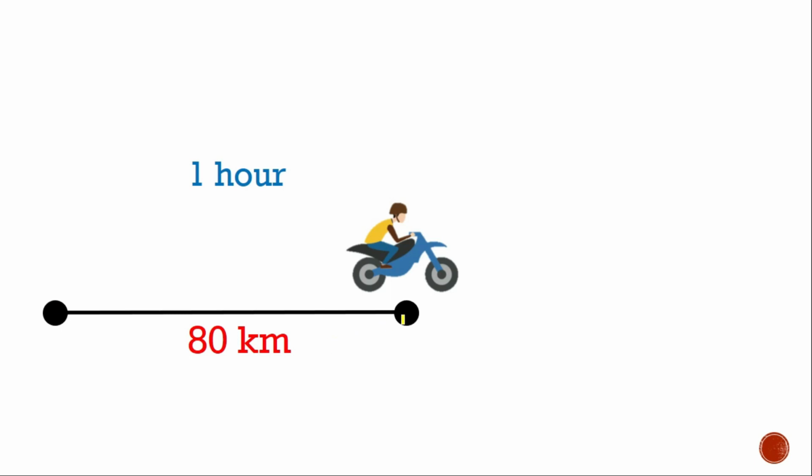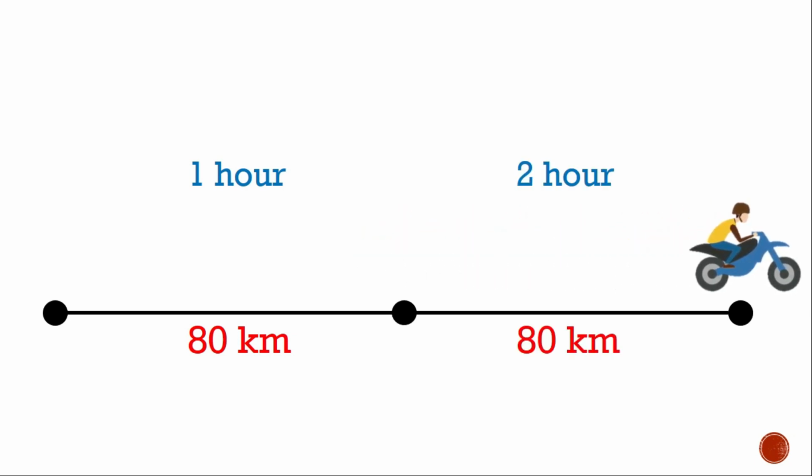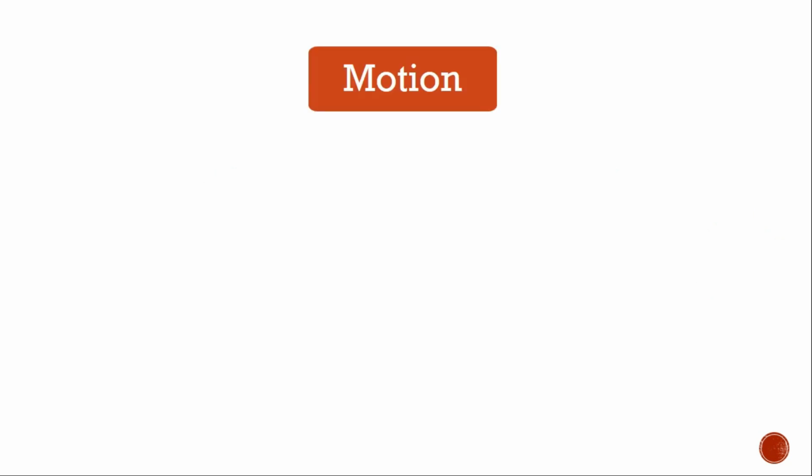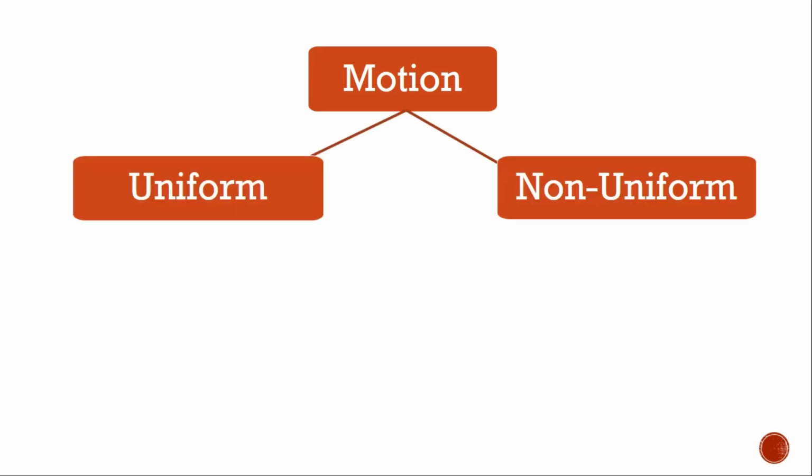And if he continues to move at the same constant speed, then he would cover a distance of another 80 kilometers again in the second hour, covering a total distance of 160 kilometers within 2 hours of time duration. Now motion basically is of two types, uniform motion and non-uniform motion.